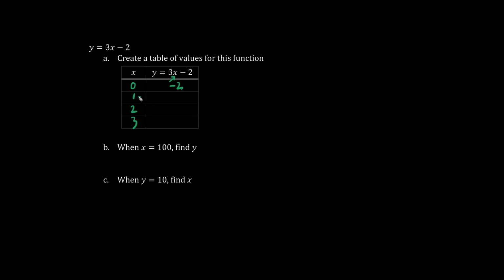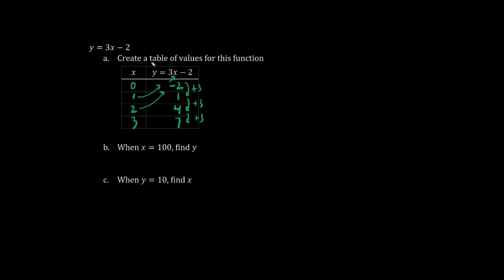Now let's plug in 1 into x. 3 times 1 is 3, minus 2 is 1. Now let's plug in 2 into x. 3 times 2 is 6. 6 minus 2 is 4. Notice how these y values are increasing by the slope, 3. So we're adding 3 each time. 4 plus 3 is 7.